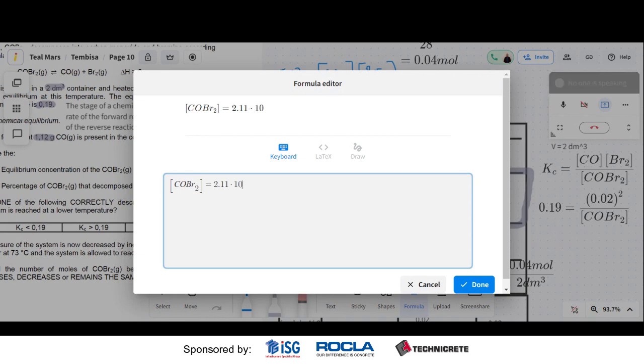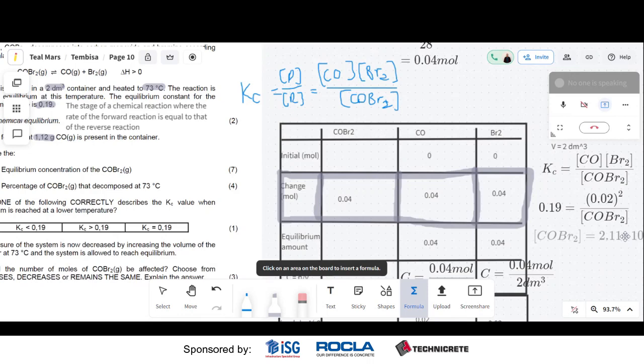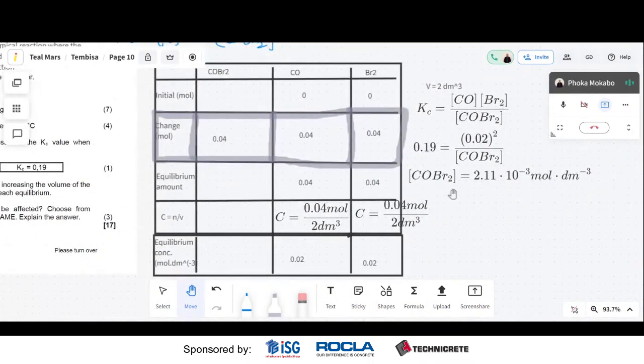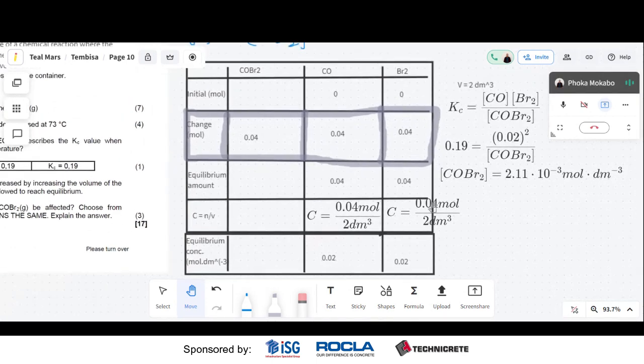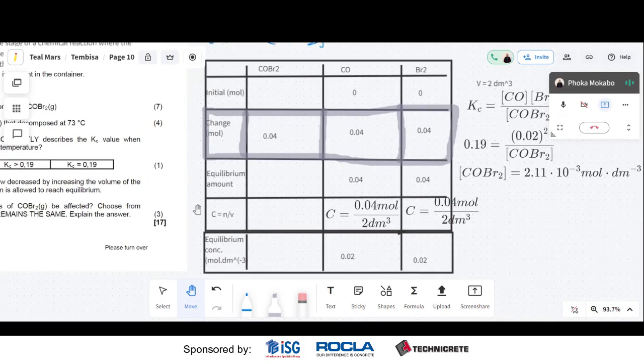times 10 to the negative 3 moles per decimeter cubed. Final answer. You just show that over here. Yeah. Final answer. The concentration of COBr2 is 2.11 times 10 to the negative 3 moles per decimeter cubed. Okay. And in order to answer that, we needed the ice table. And yeah, there's our answer.